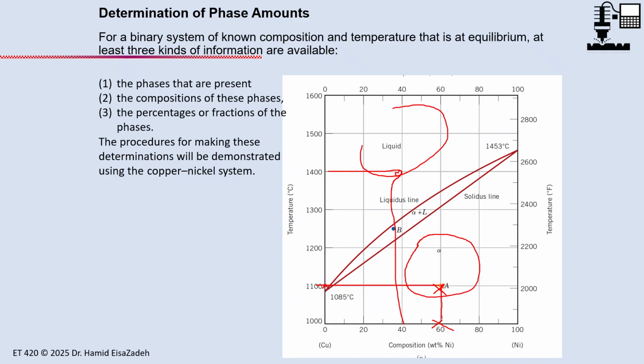But the tricky point is when you are between these two lines, the liquidus line and solidus line. So there is an equation that you can use to determine the amount of phase in this region.